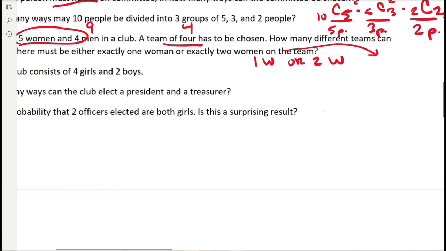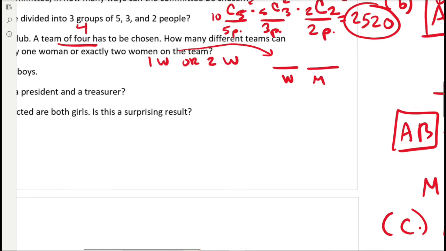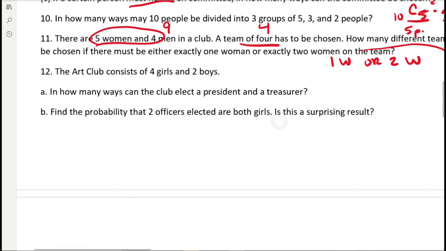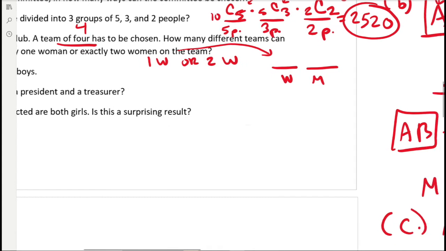If we had to choose one woman, let's break it up into women and men. How many ways do we have of choosing one woman from 5 women? I guess we're not going to need the 9 after all. The answer should be 5, because you can only choose one woman and you've got 5 choices. But if you want to write it as a combination where order doesn't matter, then it's a combination of 5 women choose one, which we know is 5.